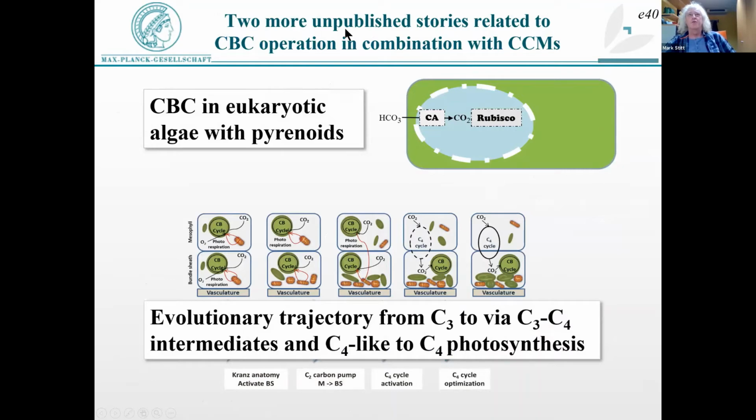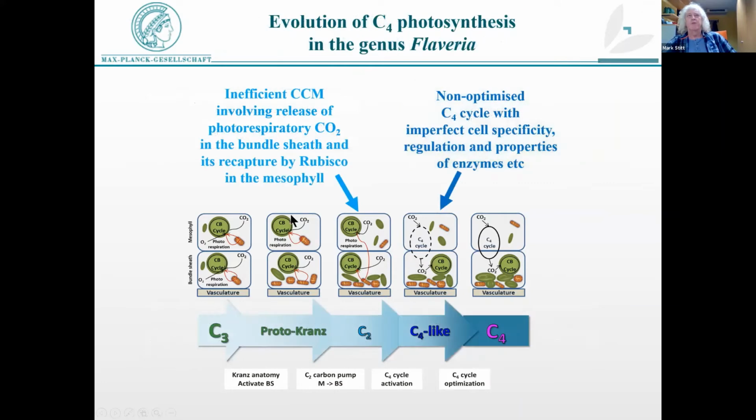So I now want to tell two more unpublished stories related to Calvin Benson cycle operation in combination with carbon concentration mechanisms. One of these has to do with the Calvin Benson cycle in algae with pyrenoids, and the other has to do with the Calvin Benson cycle on the evolution trajectory from C3 through C3-4 and C4-like to C4 photosynthesis. And I'll take this one first. So a very brief primer here.